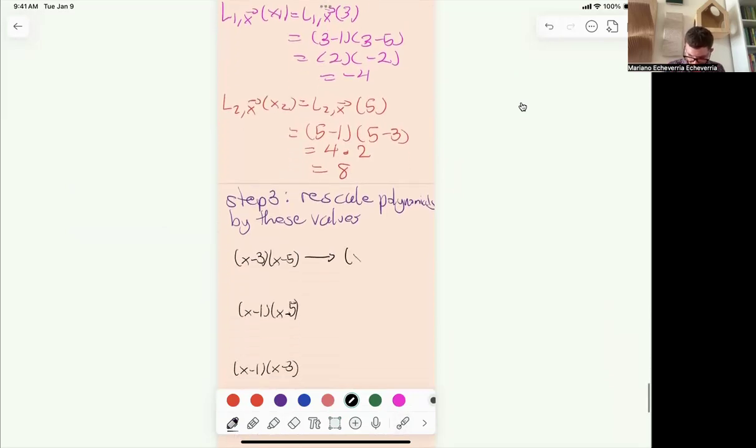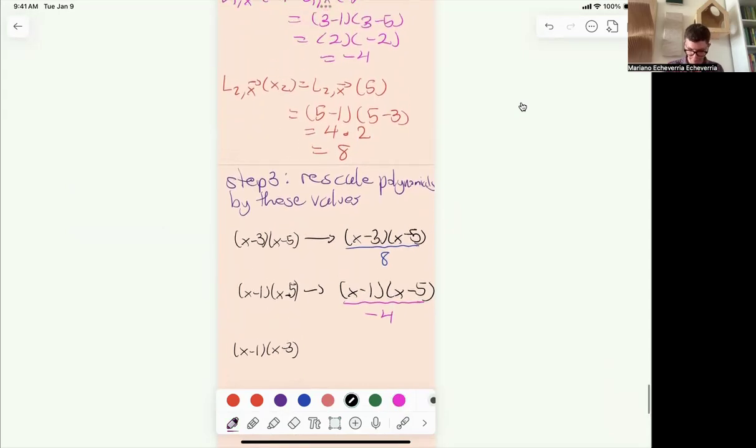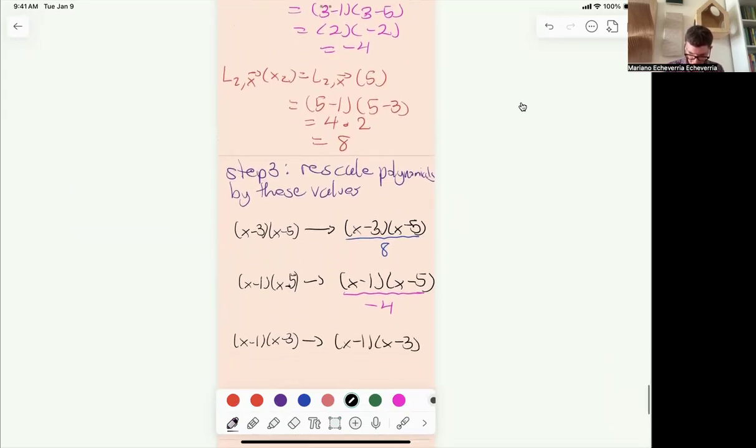So I'll do x minus 3 times x minus 5 divided by 8. Then I'll do x minus 1 times x minus 5 divided by -4. And then I'll do x minus 1 times x minus 3 divided by 8. Okay?